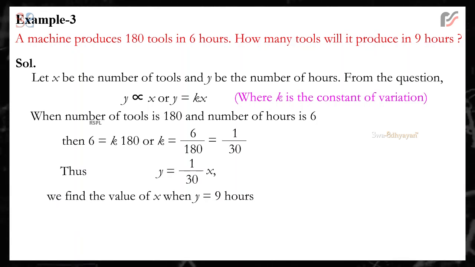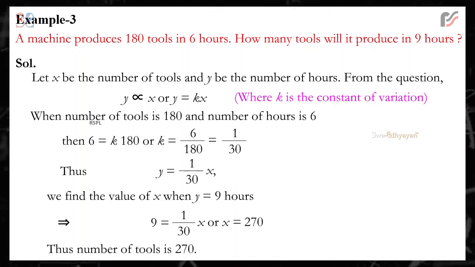We find the value of x when y is equal to 9 hours. This implies that 9 is equal to 1 upon 30 into x, or x is equal to 270. Thus, number of tools is 270.